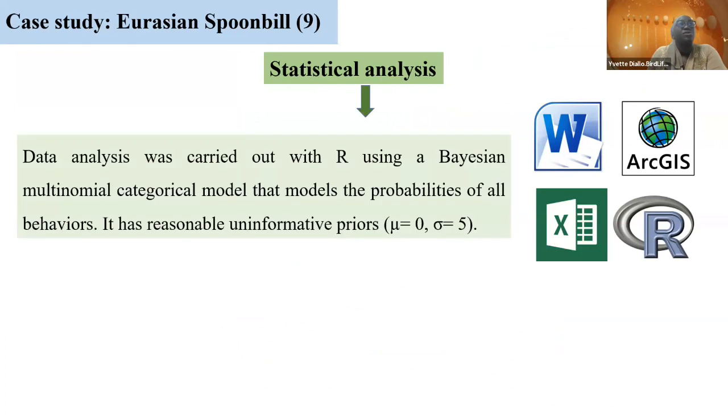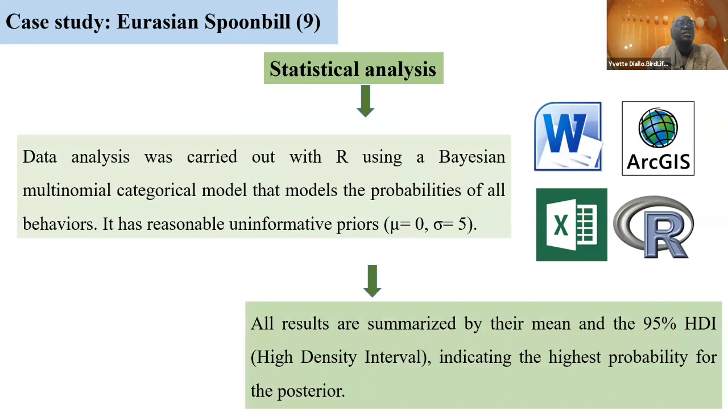This is the statistical analysis. Data analysis was carried out with R using a Bayesian multinomial categorical model that models the probabilities of all behaviors, with a reasonable uniform prior. All the results are summarized by their mean and the 95% highest density interval, indicating the highest probability for the posterior.